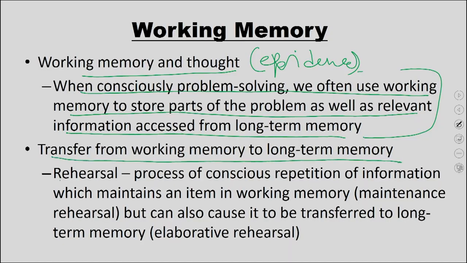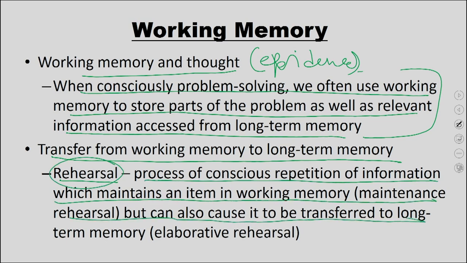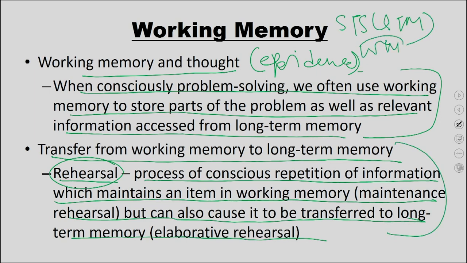Transfer from working memory to long-term memory. How does information transfer from working memory to long-term memory? Through something called rehearsal, the process of conscious repetition of information which maintains an item in working memory, maintenance rehearsal, but can also cause it to be transferred to long-term memory by elaborate rehearsal. So, the same processes that happen in the short-term store are true for working memory.